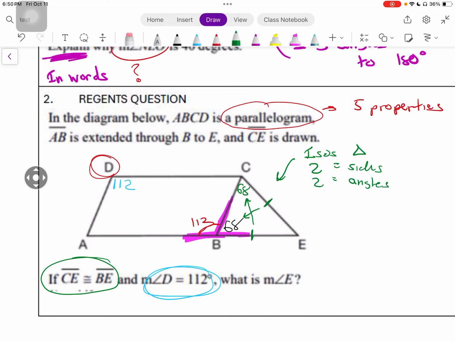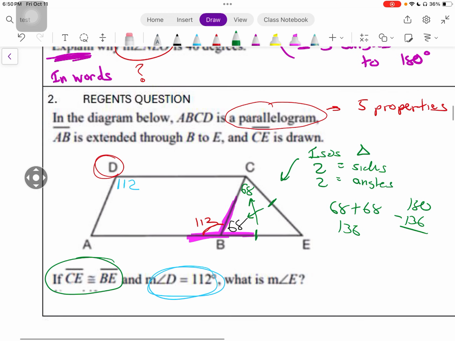Now I have a triangle. We can do 68 plus 68 equals 136. And then 180 minus 136 is going to be 44. So this is going to be 44 degrees. Fortunately, that's what we're asking for. So we got 44.